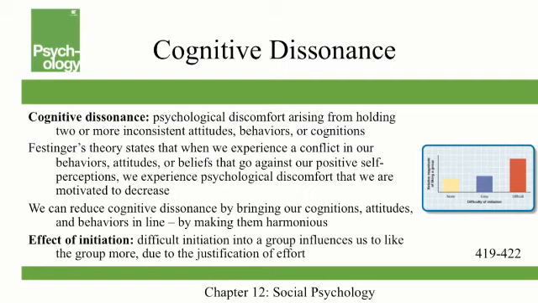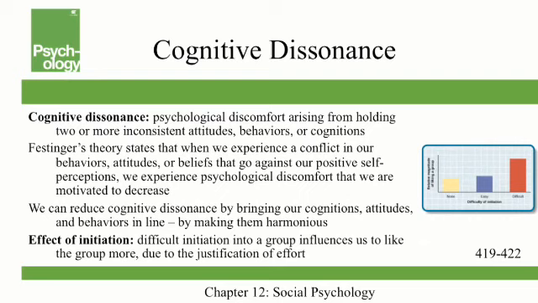So we like to feel good about ourselves and maintain a positive self-esteem. But we can sometimes experience cognitive dissonance, and this is the psychological discomfort that arises from holding 2 or more inconsistent attitudes, behaviors, or cognitions. This goes back to Leon Festinger, and he says that when we experience a conflict in our behaviors, attitudes, or beliefs that go against our positive self-perceptions, we experience the psychological discomfort, and we're motivated to decrease that discomfort.